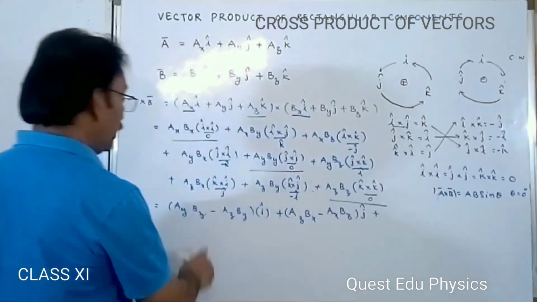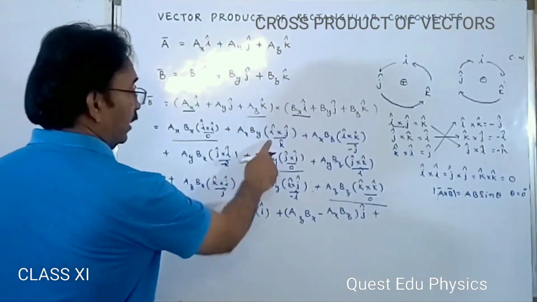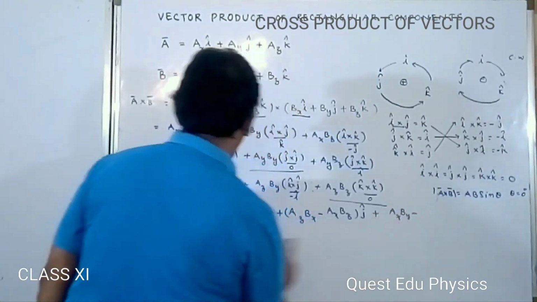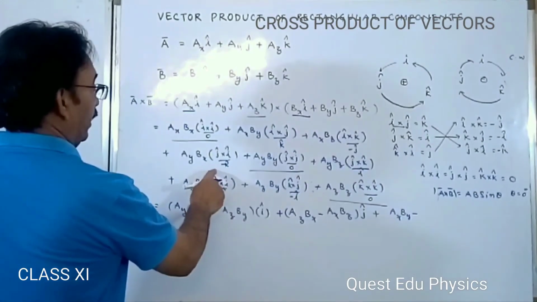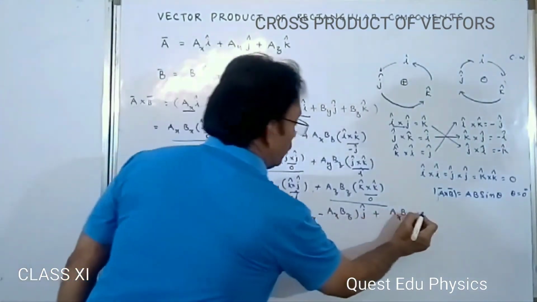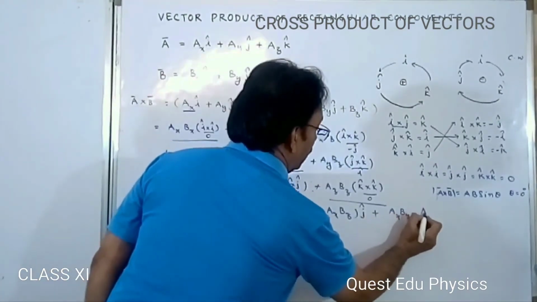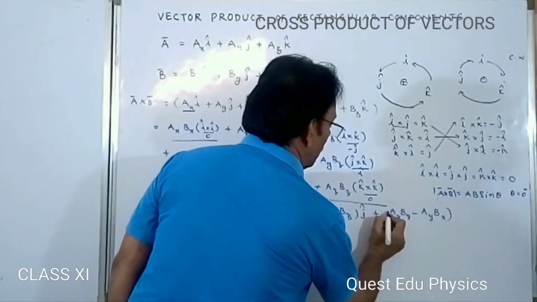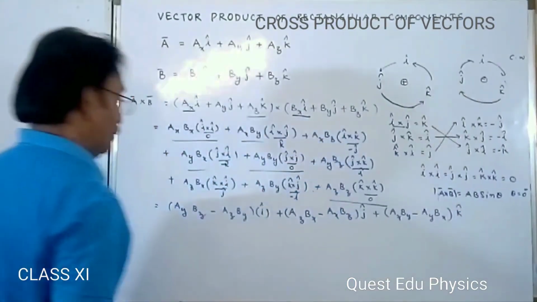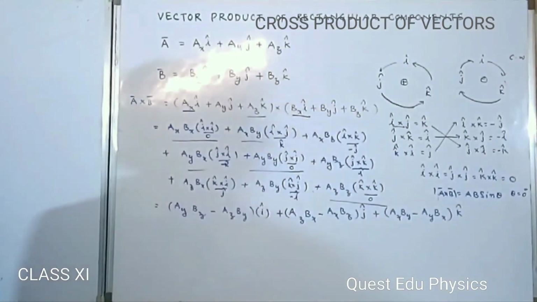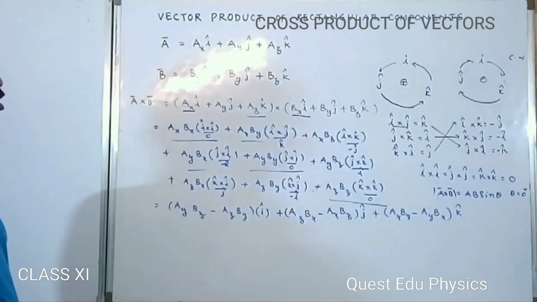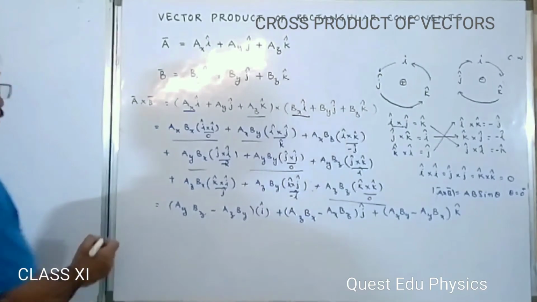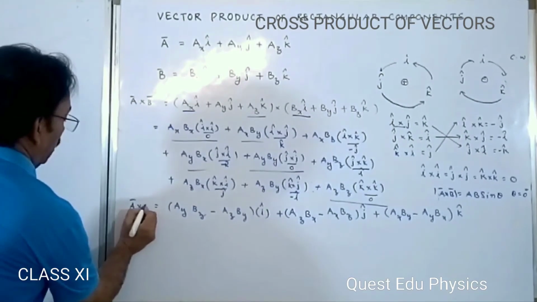Plus, we have to search for the K. Where is the K? Here is the K. AX BY minus AY BX into K. In this way you can find the vector product of two rectangular components of vectors, that is A bar cross B bar.